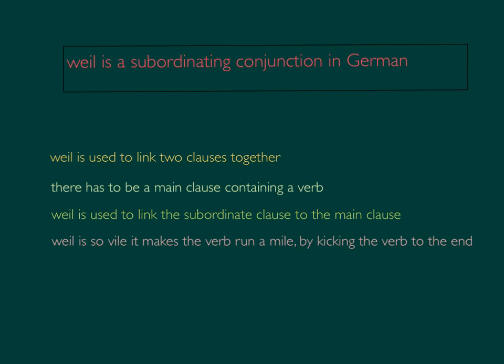So, weil is a subordinating conjunction in German. Weil is used to link two clauses together. There has to be a main clause containing a verb and a subject. Weil is used to link the subordinate clause to the main clause. Weil is so vile it makes the verb run a mile by kicking the verb to the end. And finally, the subordinate clause and the main clause must be separated by a comma.